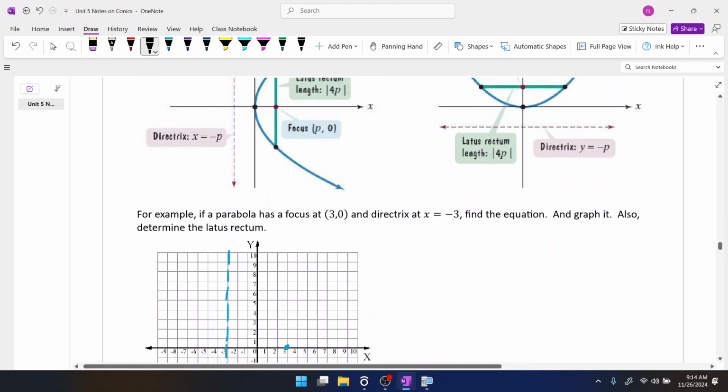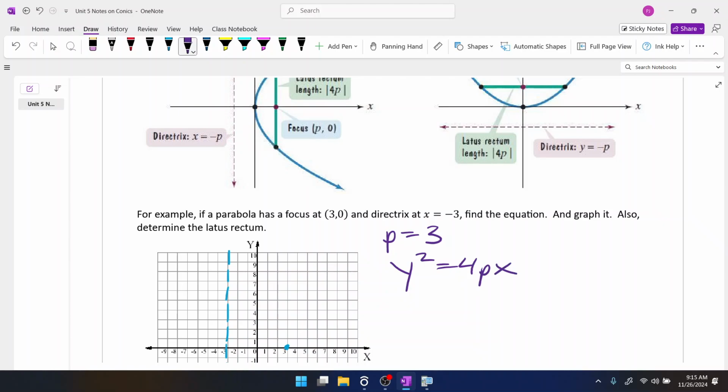You look right above, you'll see your focus and directrix have the same value here, although the sign is switched. So our value for p is going to be 3. And if you remember, y squared is 4px, so you've got y squared equal to 4 times 3 times x, or 12x. So the equation in question is going to be y squared equals 12x.